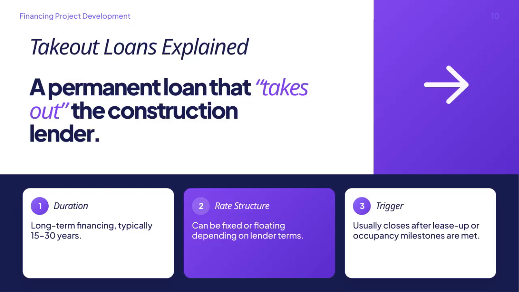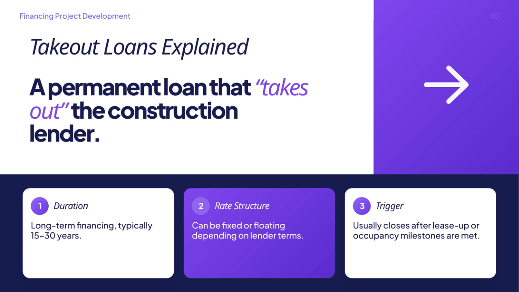On this slide, we're focusing on takeout loans, which are a key part of financing project development. Essentially, a takeout loan is a permanent loan that replaces the initial construction loan once the building is completed. These loans typically have a long duration, usually between 15 to 30 years, providing stability over the life of the project. The rate structure for takeout loans can vary.